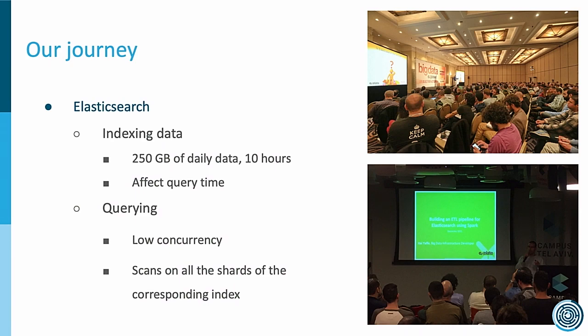The second problem that we had was around querying the data. In general, the level of concurrency, or the number of concurrent queries that we could run in parallel on the cluster, was very low. In addition to that, because of the way we structured our cluster, every query had to scan all the different shards of the index, which resulted in very slow queries.